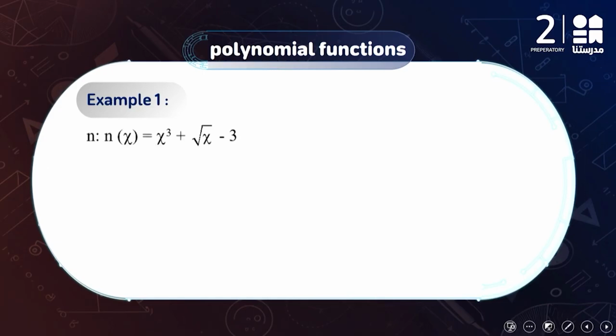Now with some examples for functions which are not polynomials. The first one here, x power 3 plus root x minus 3. Here it is not a polynomial function. Why? Here we have square root x, and if you put any negative number under the square root, it will be undefined. If we substitute here with negative 2, you will get root negative 2, which does not belong to R, so it will be undefined in this case.